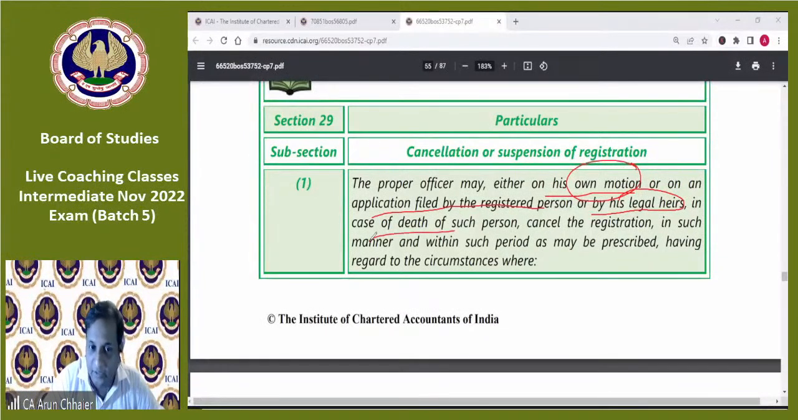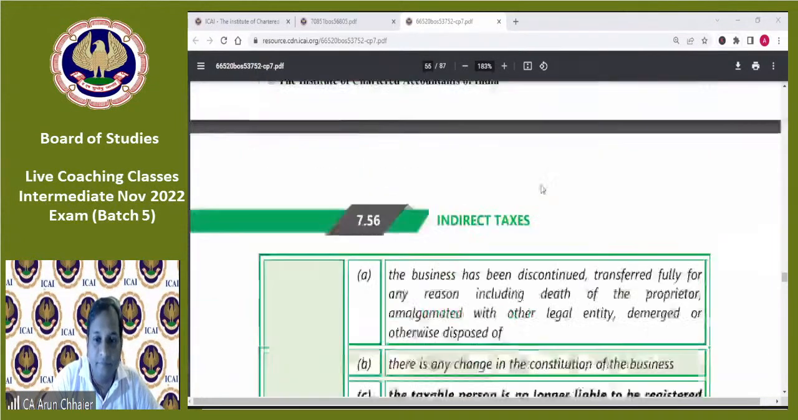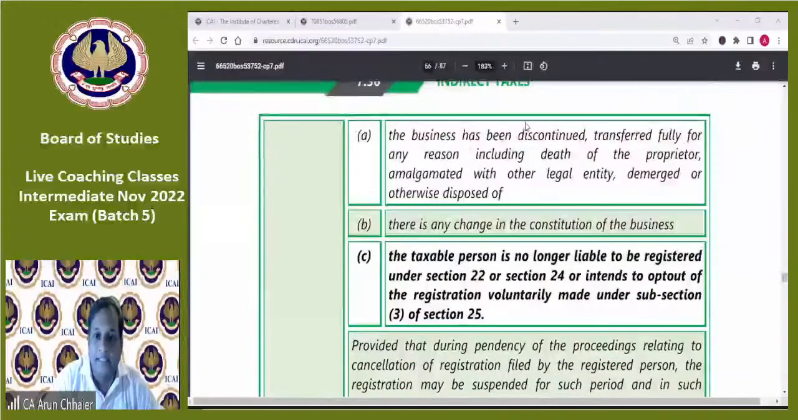In case of the death of the person, the officer will cancel the registration in such manner and within such period as may be prescribed, having regard to the circumstances where the business has been discontinued or transferred fully for any reason, including death of the proprietor, amalgamated with a legal entity, demerged, or otherwise disposed of.